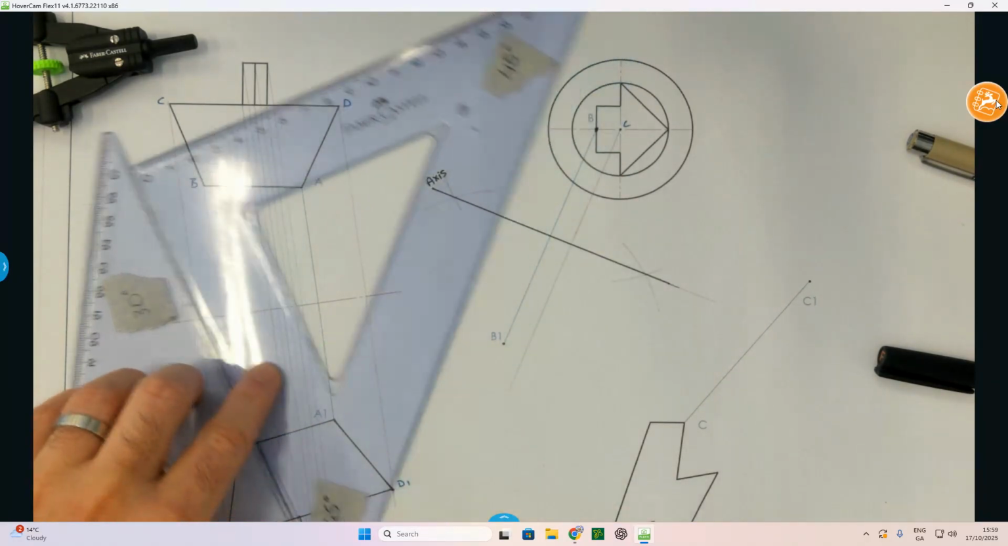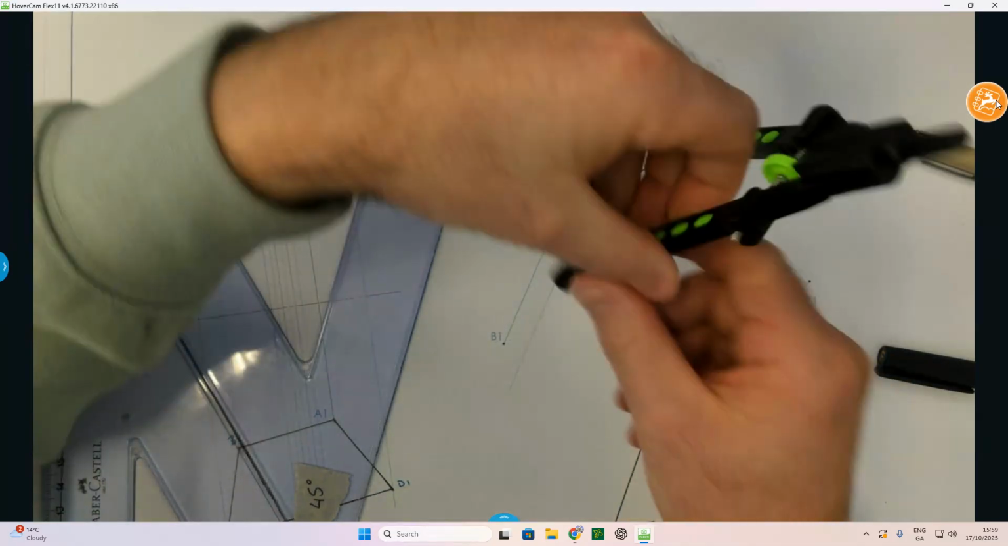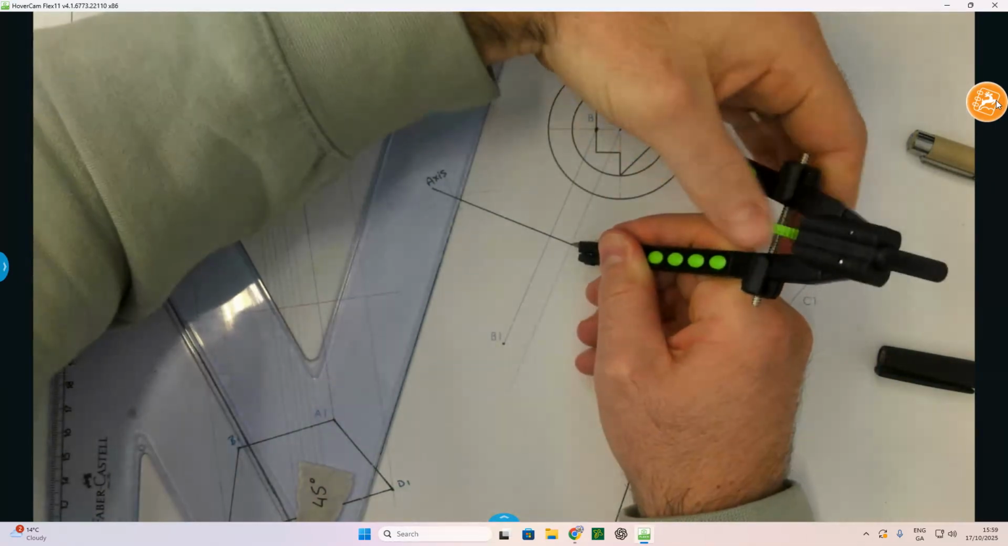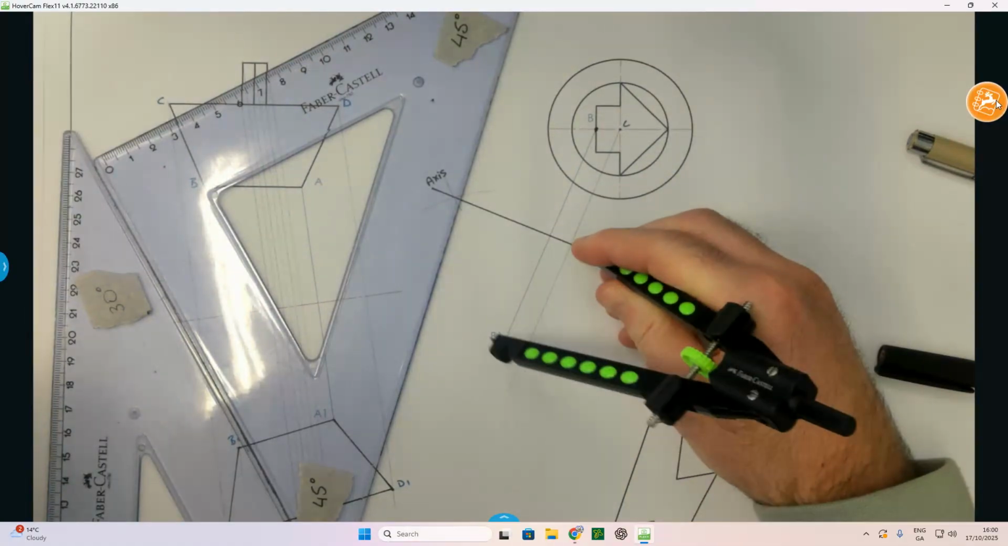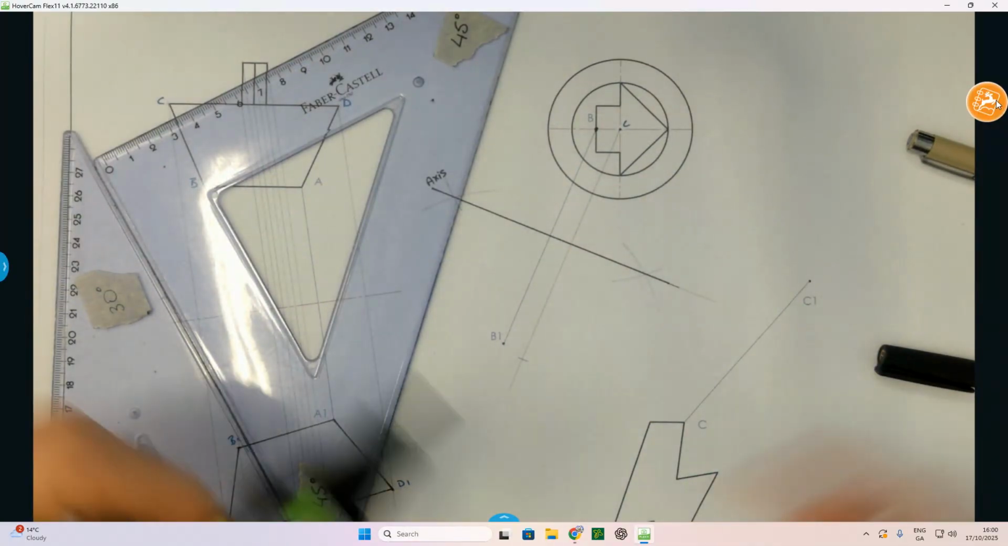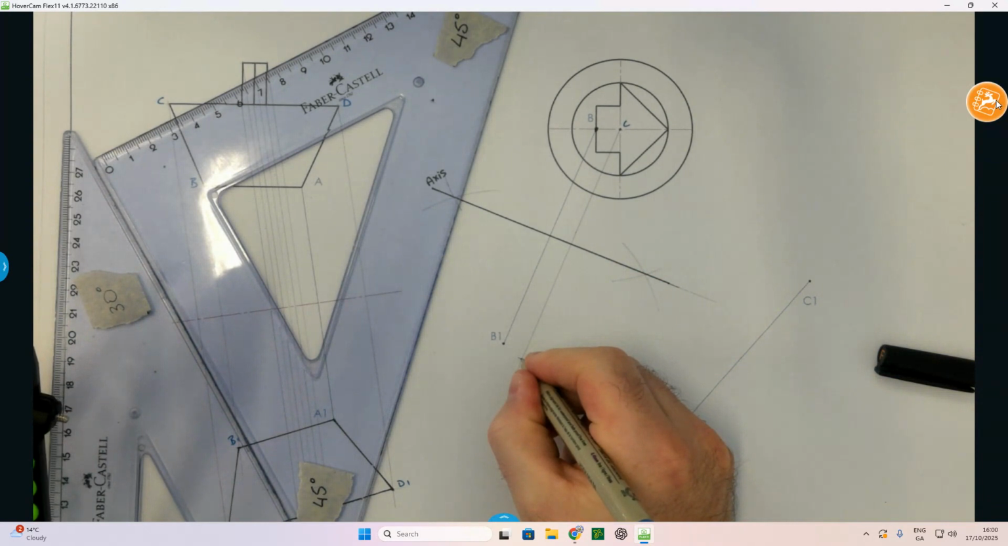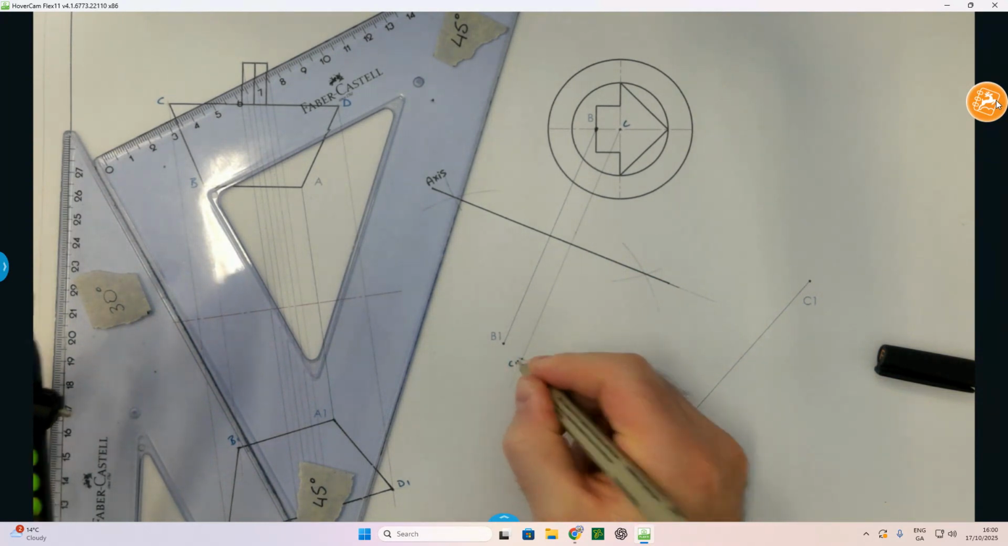I'm going to project that out, and now I'm going to take the distance from the axis to C, which is the center, that distance there. I'm going to mark it out here, and there we go. I've now located the new center, which I'm going to call C1.